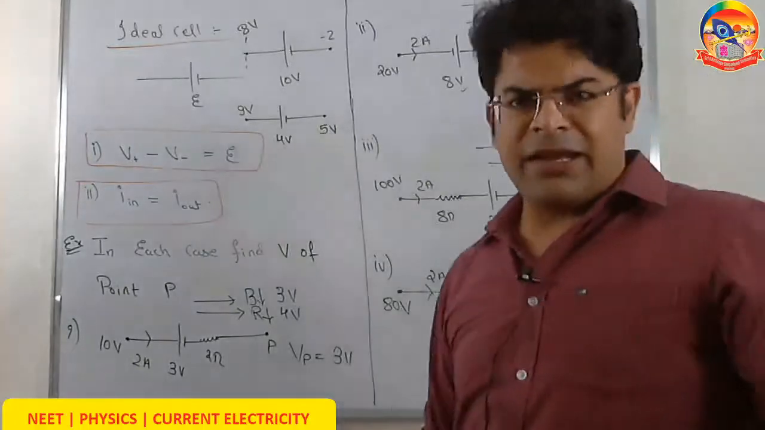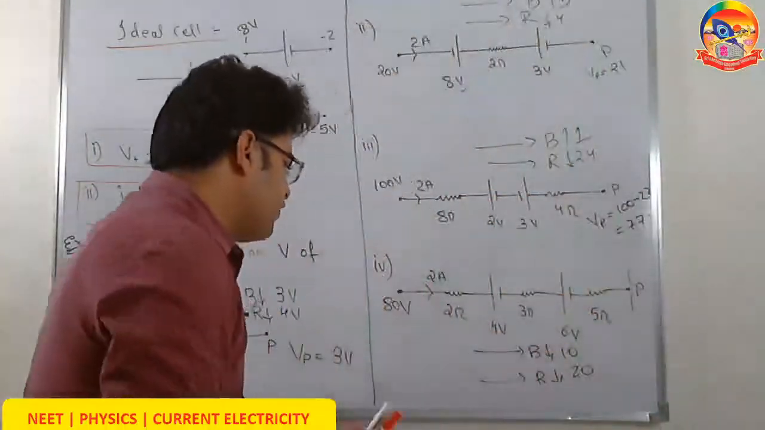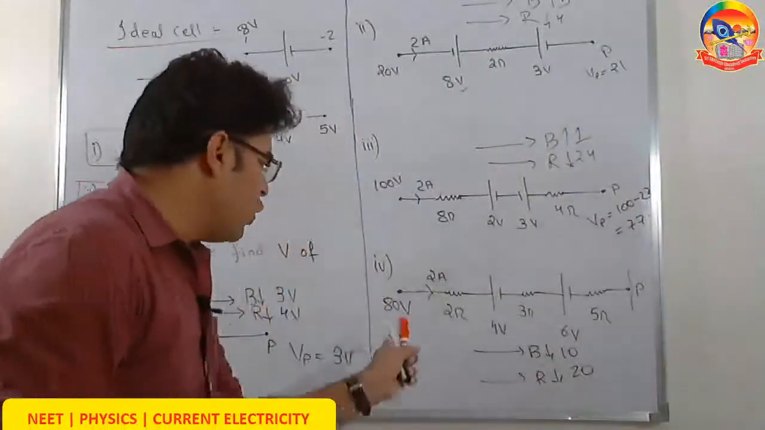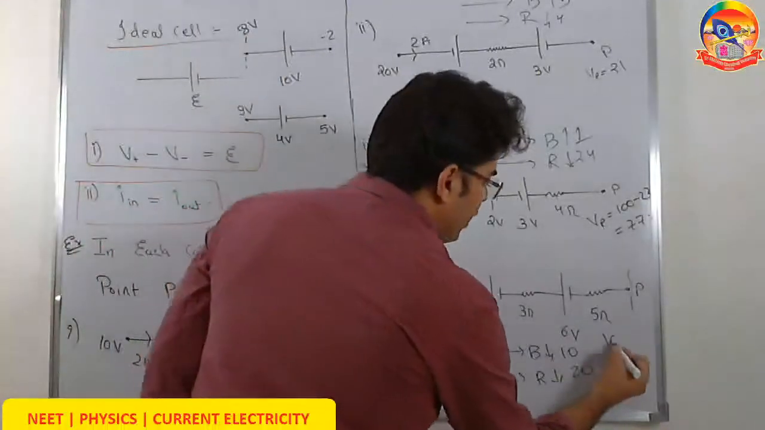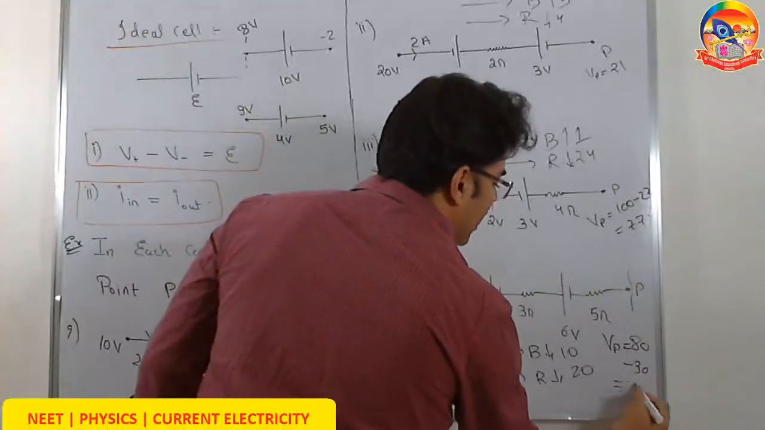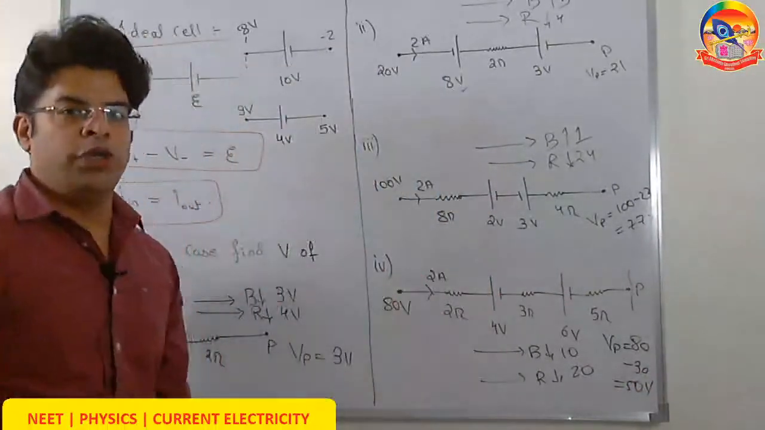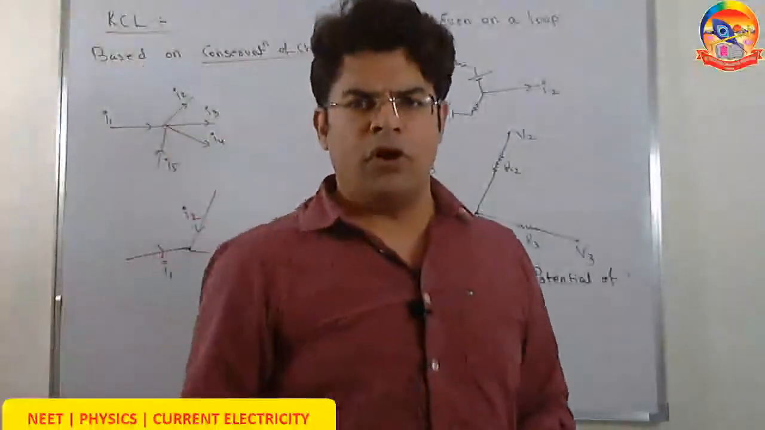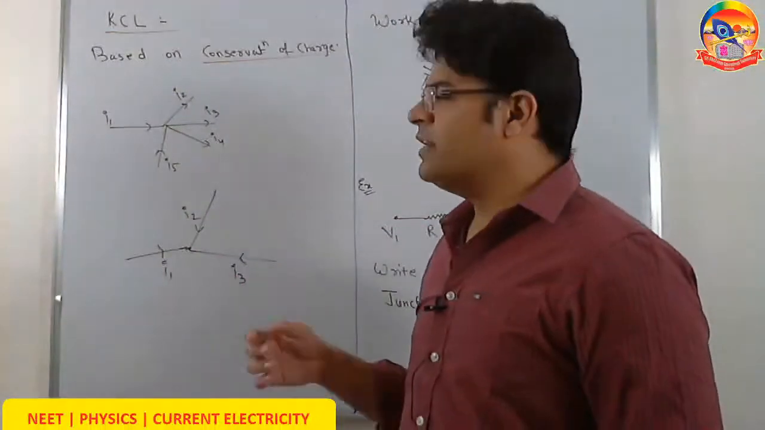So because of battery, the potential decreases by 10. Because of resistor, the potential decreases by 20. Overall, the potential decreases by 30. So the potential of point P has to be potential on left hand side 80 minus 30, that comes out to be 50 volt. Before we move on and do some more fun question, let's understand KCL.